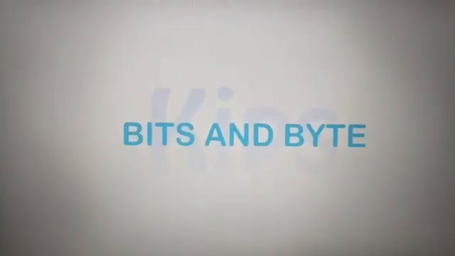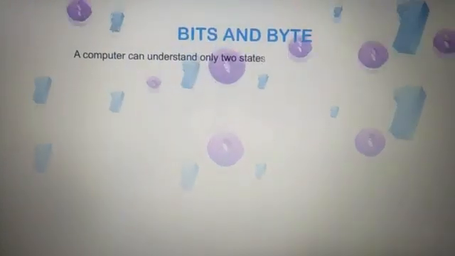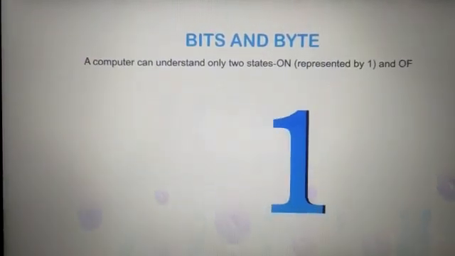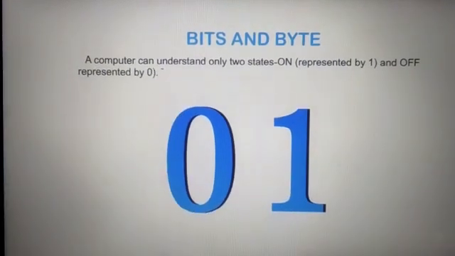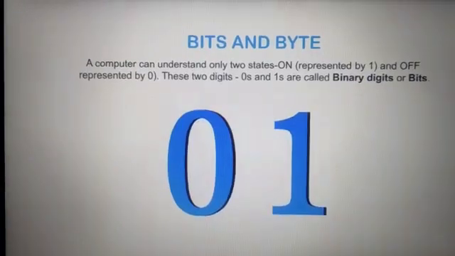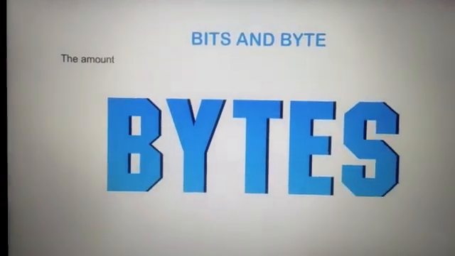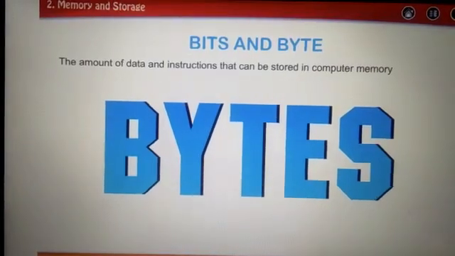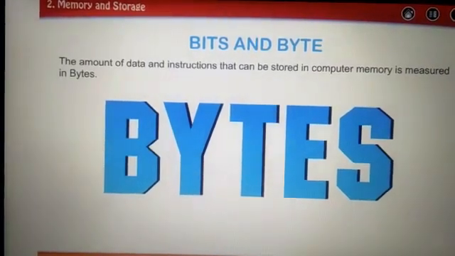Okay, now let us talk about bits and bytes. A computer can understand only two states: on, represented by 1, and off, represented by 0. These two digits, zeros and ones, are called binary digits or bits. The amount of data and instructions that can be stored in computer memory is measured in bytes.